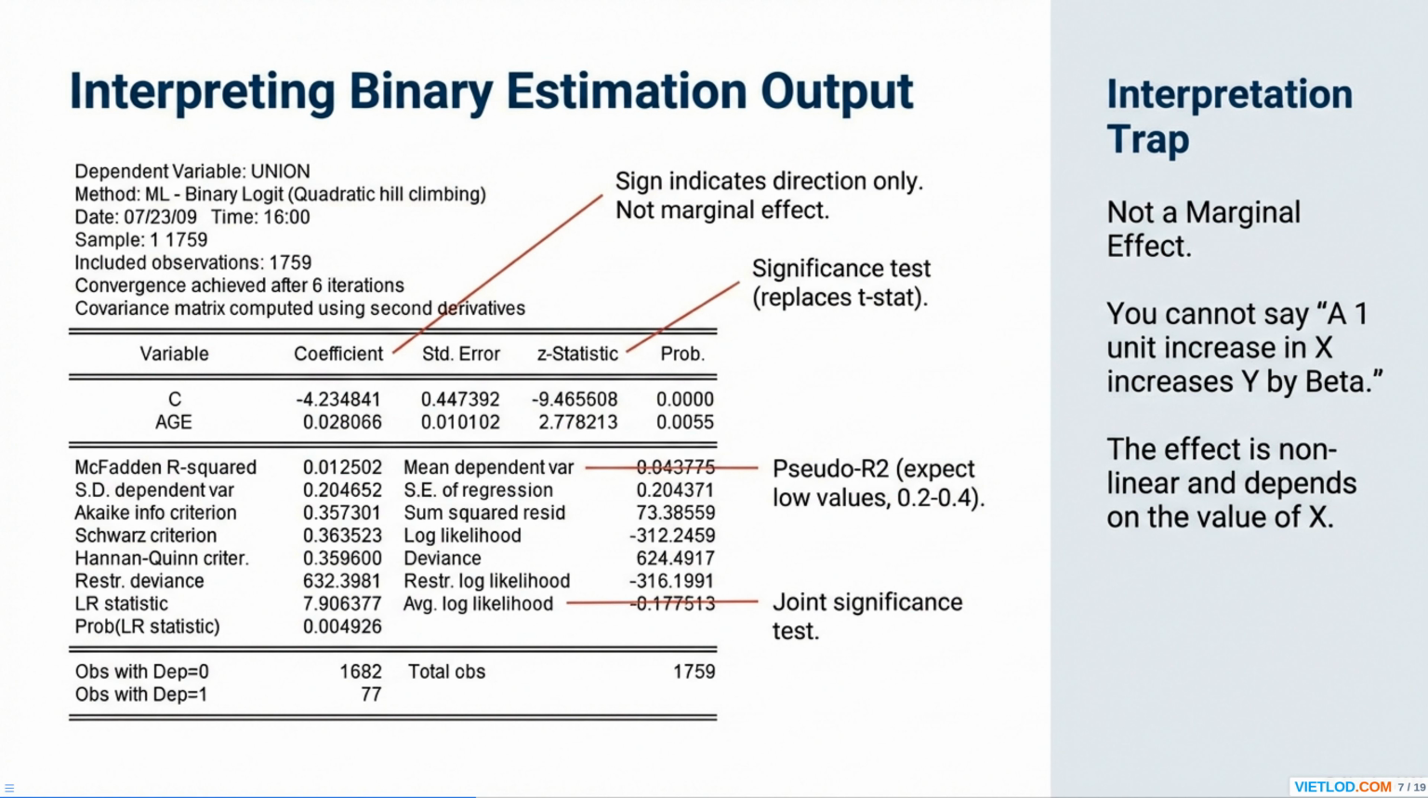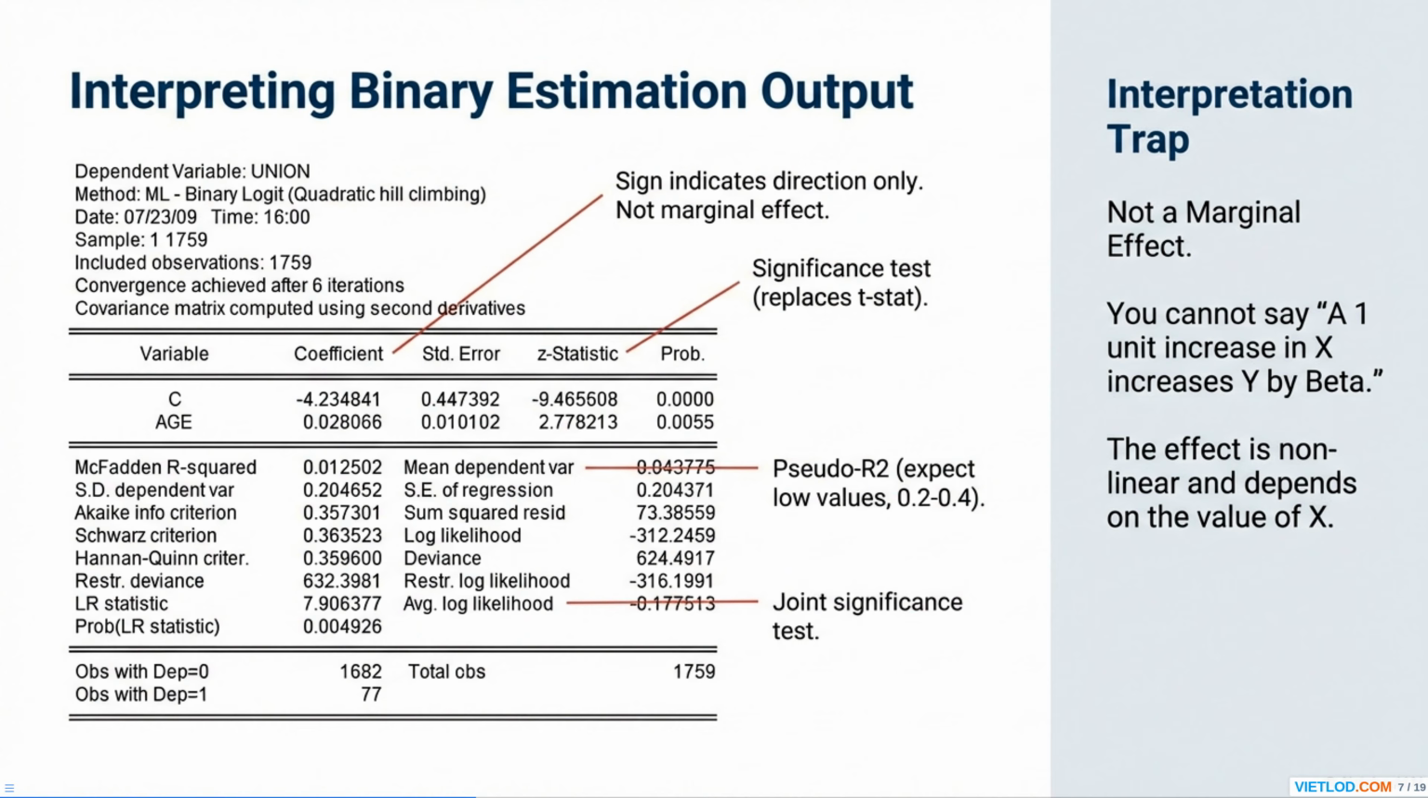Once you've clicked OK and run the estimation, the next critical step is understanding the output table that EViews produces. When examining the output from a binary estimation, like this Logit model from EViews, it's crucial to understand how to interpret the results correctly to avoid common pitfalls. The most frequent mistake is interpreting the coefficients as direct marginal effects on the probability. They are not. A coefficient sign simply indicates the direction of the relationship, but its magnitude does not directly tell you the change in probability for a one-unit change in the explanatory variable.